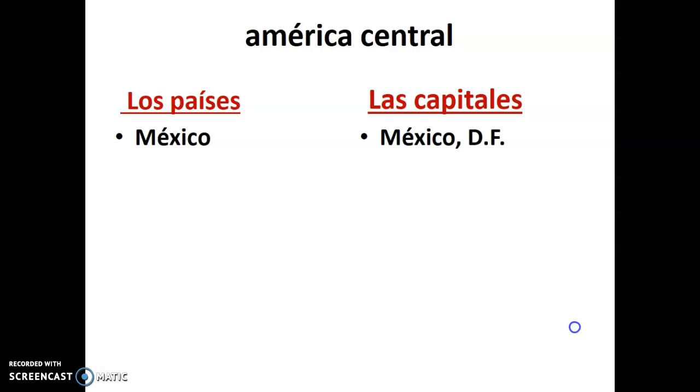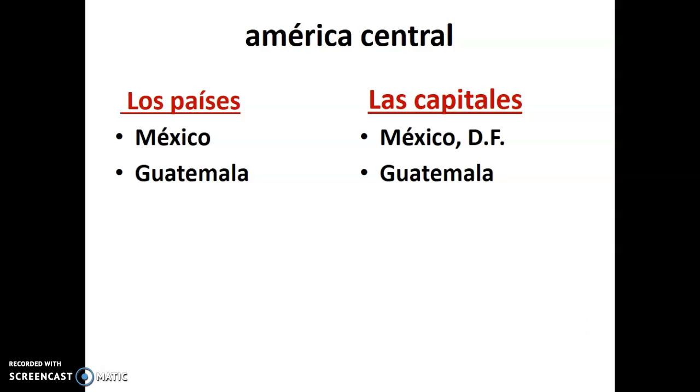All right. Now, the capitals you can list as well. So Mexico, the capital is Mexico DF. The DF is a lot like our Washington, D.C. And so it stands for the Federal District. Notice there's an accent over the E in both the country and the capital.